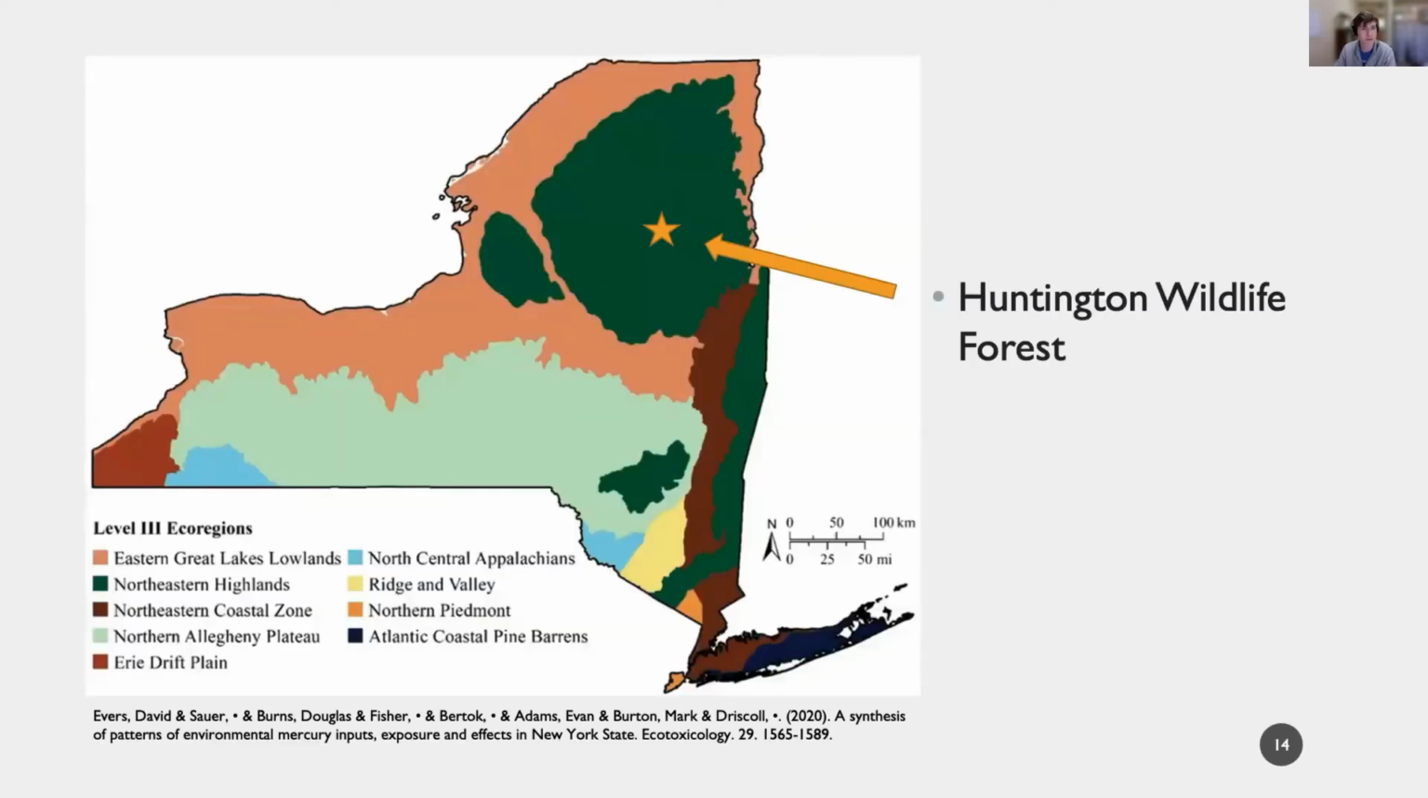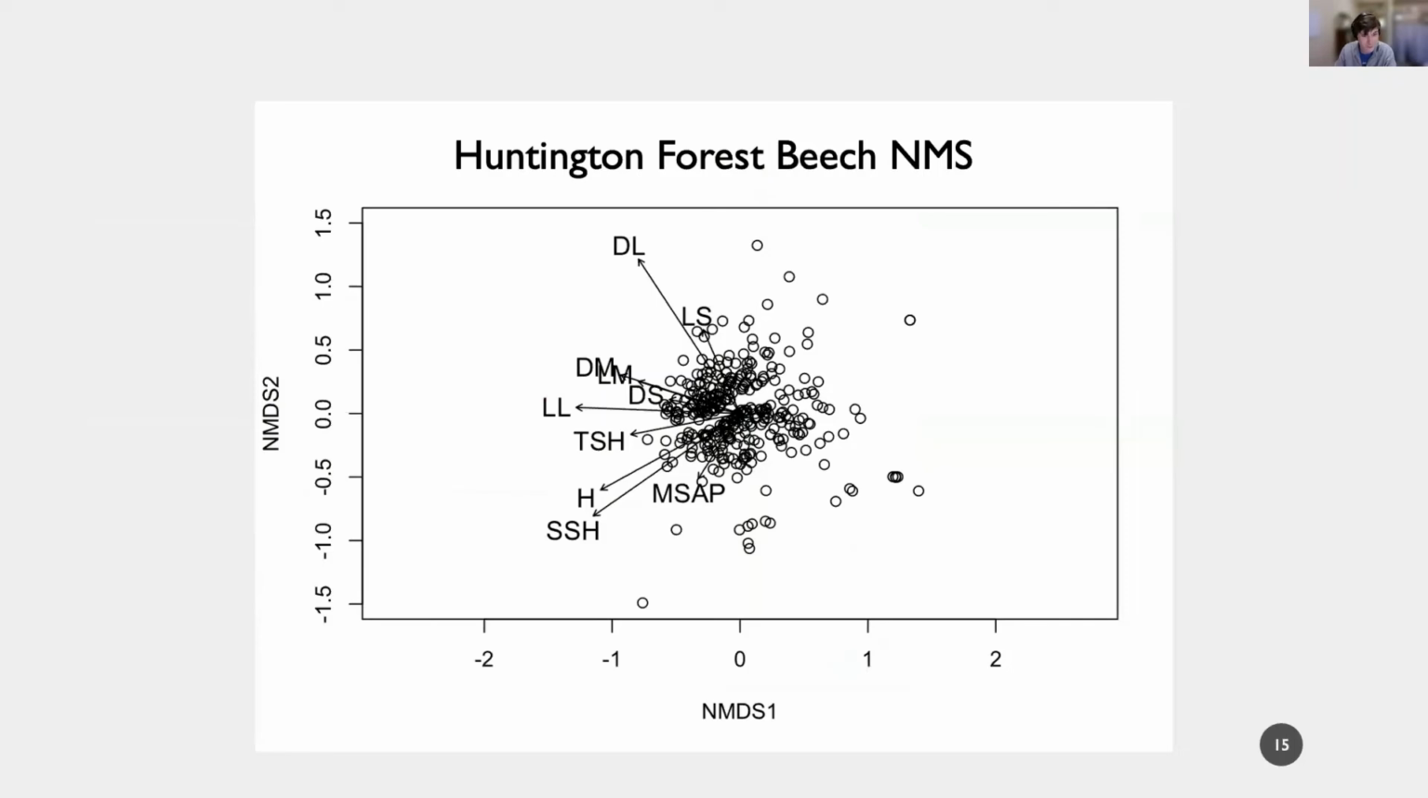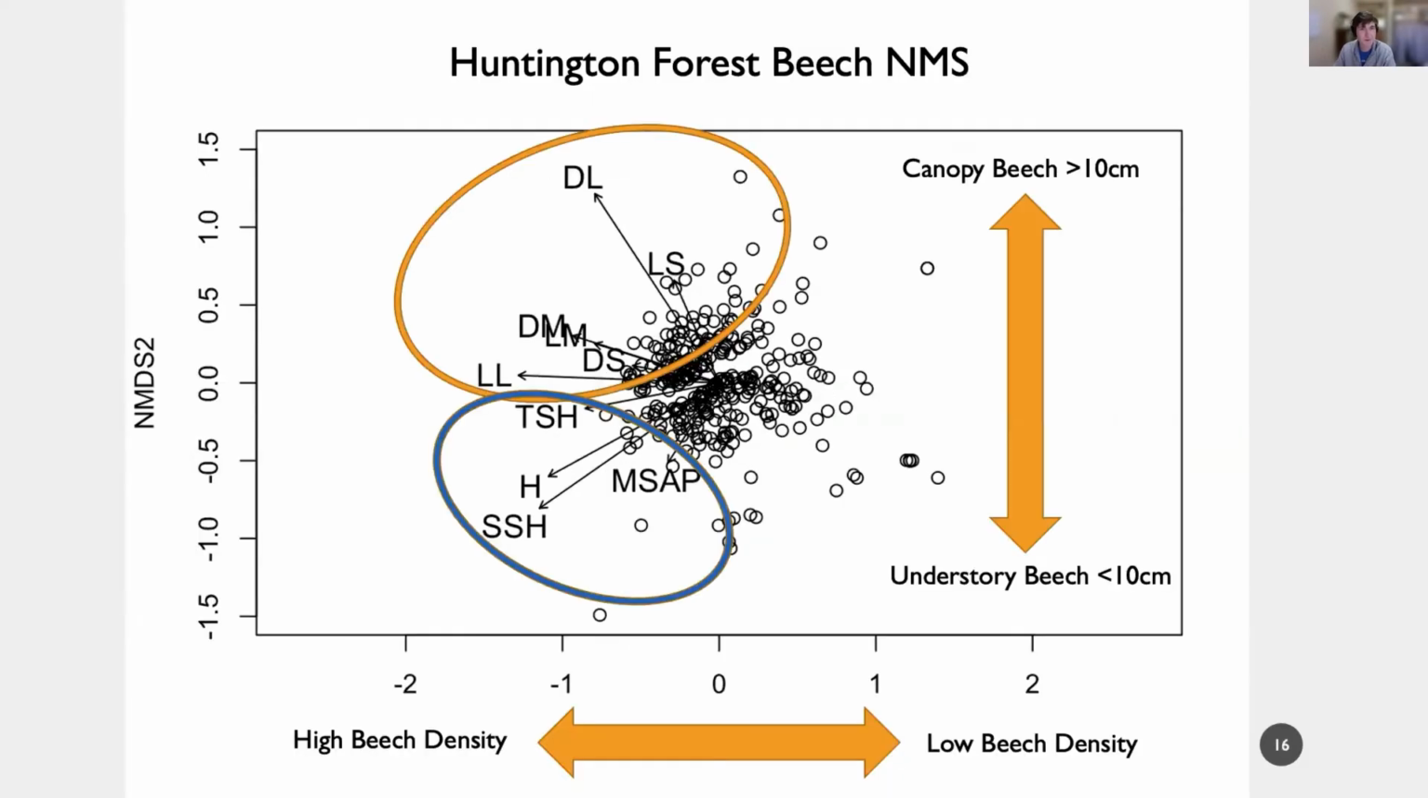Okay, and we analyzed the data individually per site. So each site got its own analysis, and then we can compare the results that we got between them. So the first one we'll look at is the northern site, Huntington Wildlife Forest. And this is the ordination results. Very exciting. We can enjoy that and look at what some of those variables mean.